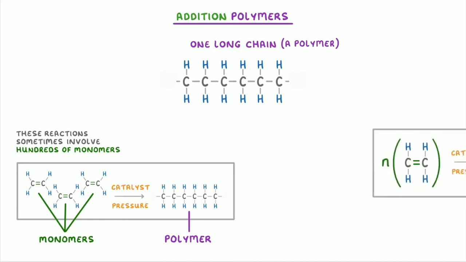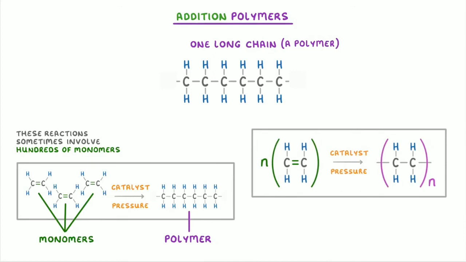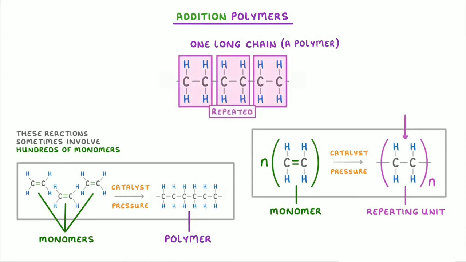A better way to do it is like this, where we show a single monomer on the left, and a single repeating unit of our polymer on the right. And when we say repeating unit, all we mean is the group of atoms that are repeated throughout the polymer, and contain exactly the same group of atoms as are in the monomer. So in this case, 2 carbons and 4 hydrogens.